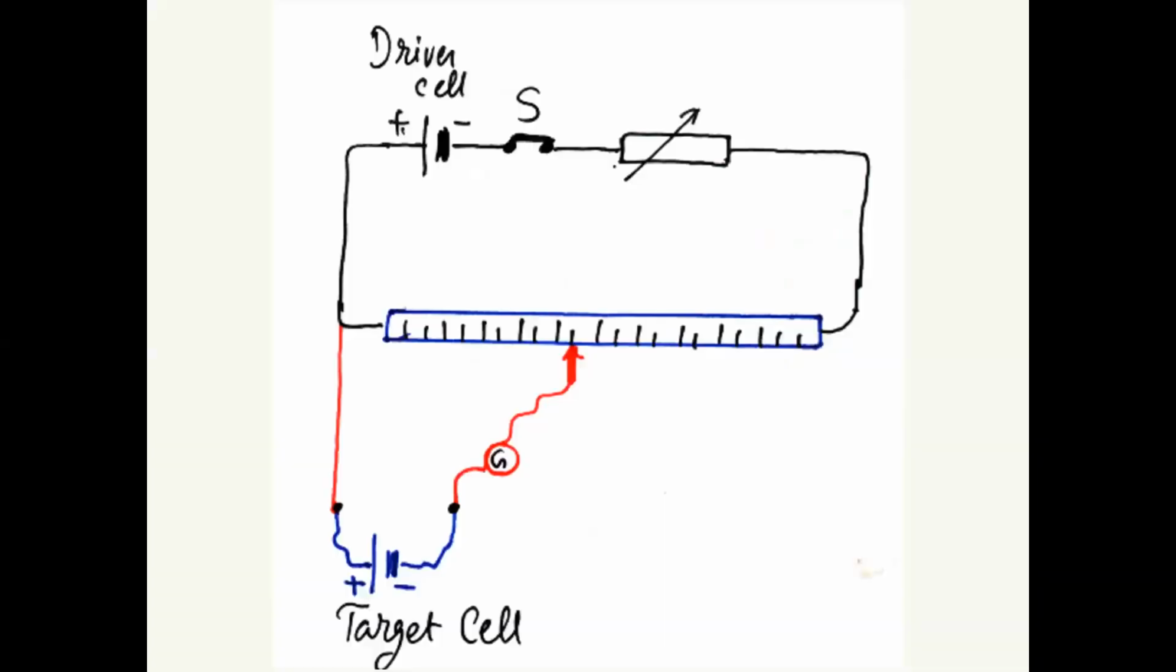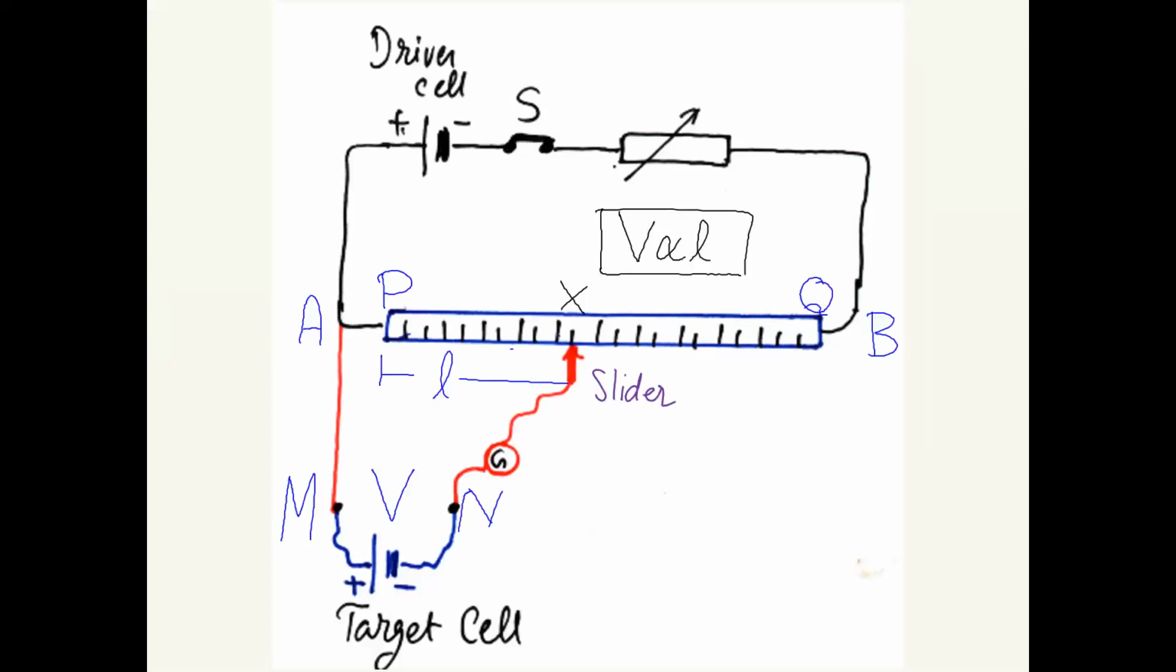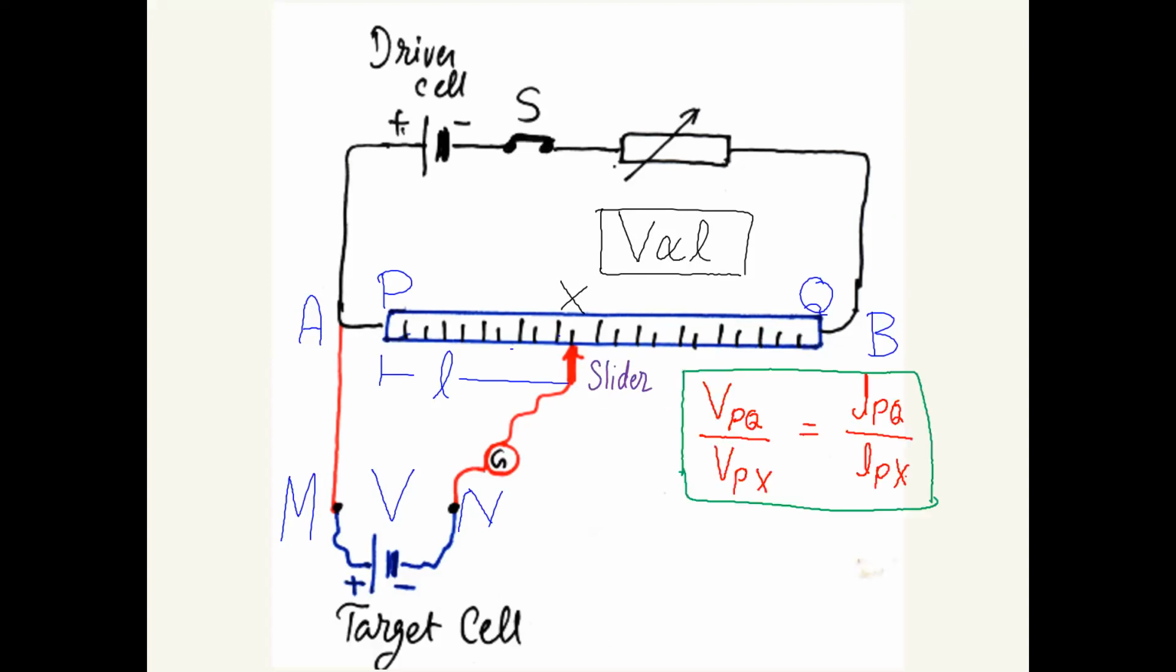null method. We had a concept that this is a potentiometer and this is a slider. We move the slider forward and backward, and the PD on the terminals MN will change. When the slider moves, we had a ratio formula: VPQ upon VPX is equal to LPQ upon LPX. It's a ratio-based formula.